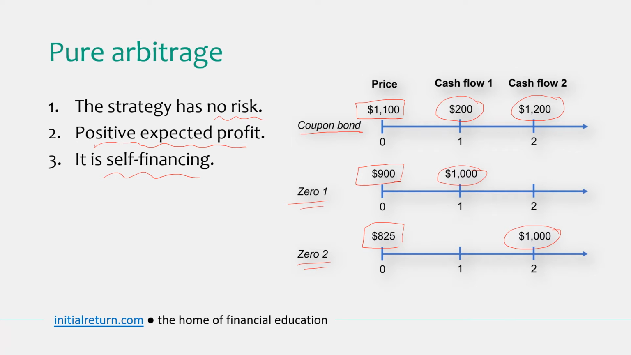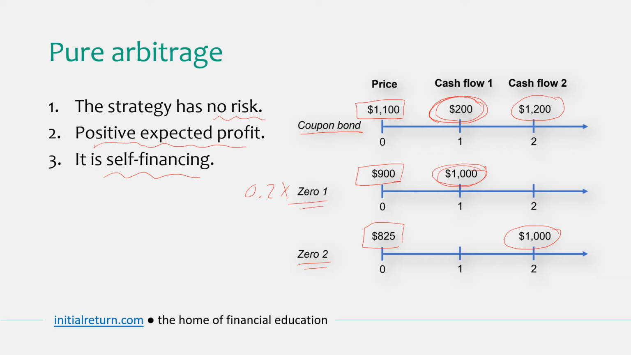Now, you might notice that I can actually create a portfolio of zero one and zero two to exactly match the cash flows of the coupon bond. So let's try to do that. If you look at the first cash flow of the coupon bond, it is 200, right? I've got zero one maturing exactly at that point in time, but it is offering me $1,000. So if I actually purchased 0.2 units of zero one, 0.2 times zero one, it would give me $200, which exactly matches the cash flow of the coupon bond. How about cash flow 2?